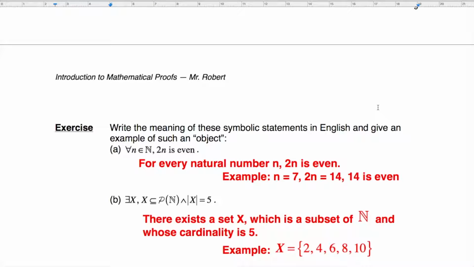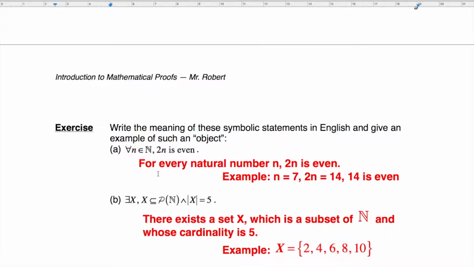So in A, we have for all. So for all n in N, once you read that, you can say it's for every natural number n, 2n is even. So here's how it would look like in English. For every natural number n, 2n is even. Now let's pick an example. If we choose n equals 7, then 2n is 14, and 14 is even. So it's a true statement.